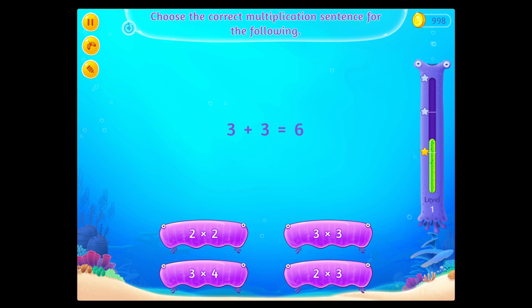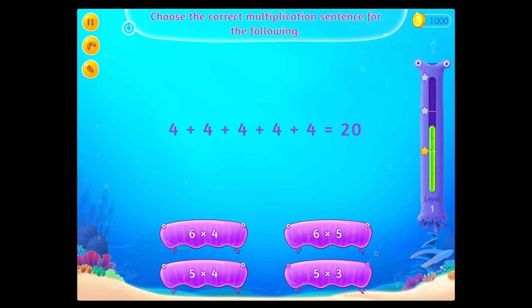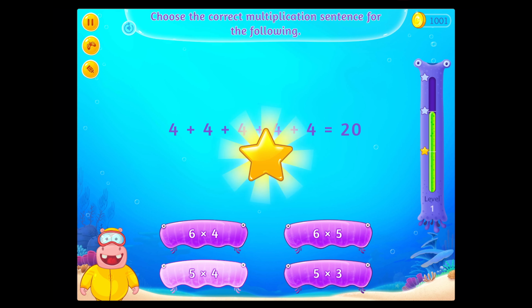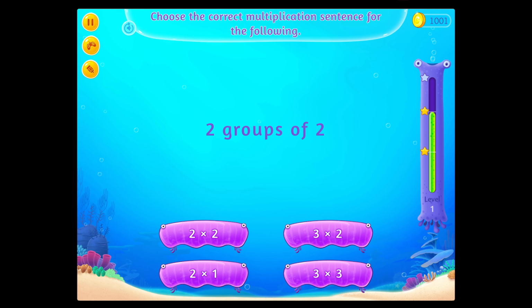Choose the correct multiplication sentence for the following. Good going! Choose the correct multiplication sentence for the following. Fabulous! Choose the correct multiplication sentence for the following. Congratulations! You've done it! Choose the correct multiplication sentence for the following.